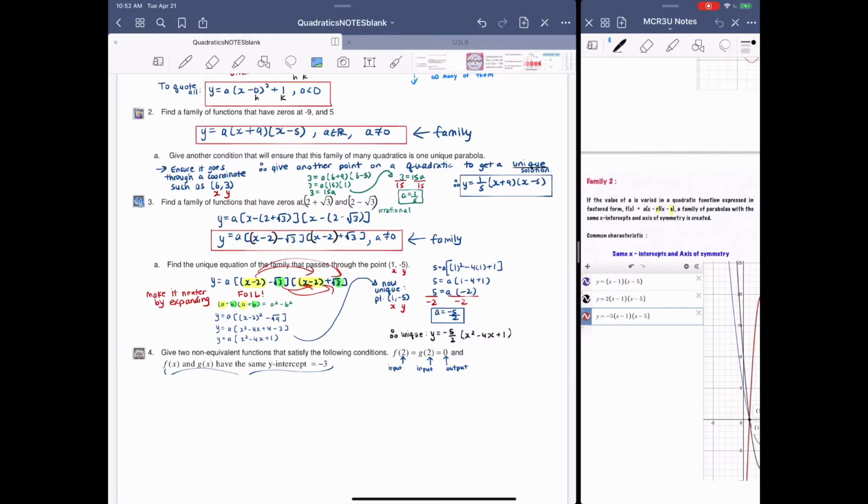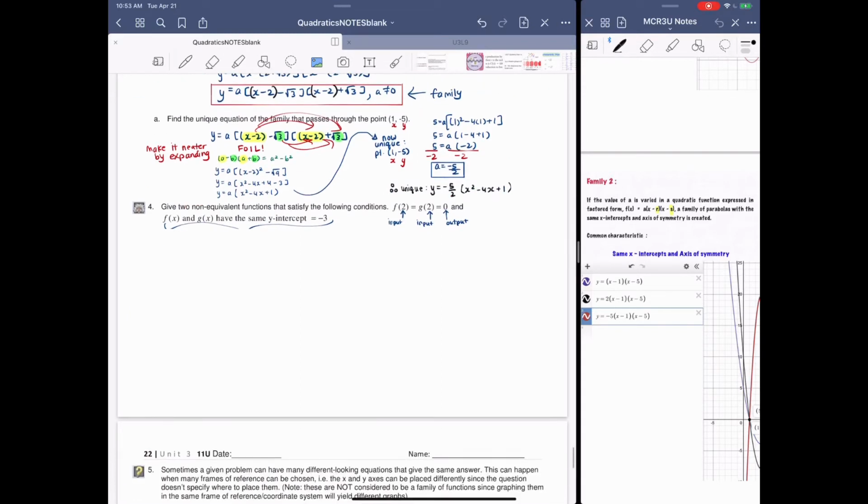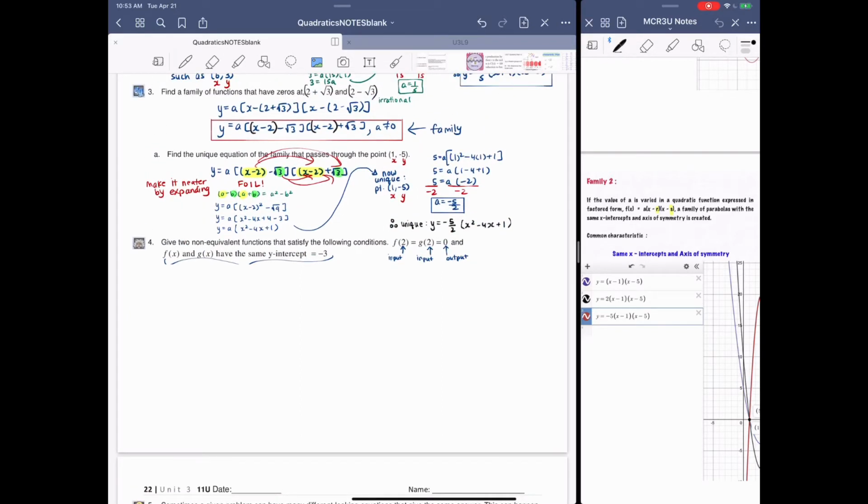And because I just have a unique equation without any a values, because I solve for my a, I do not have to state the further restrictions. So that is my unique equation that goes through the above coordinate and goes to the point 1 comma negative 5. Question 4.